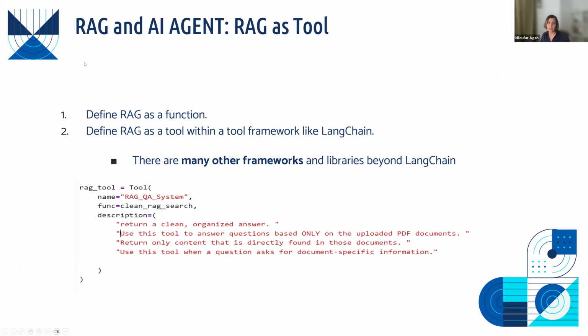So the question is, okay, how are we going to use it? One way is to use RAG as a tool. You define your pipeline, and then you define this RAG pipeline as a function. After you define the function, you define it as a tool using some tool framework, for example, I think it's from LangChain. You just introduce your function name here and provide some description for your tool. And in this very easy way, you introduce your tools.